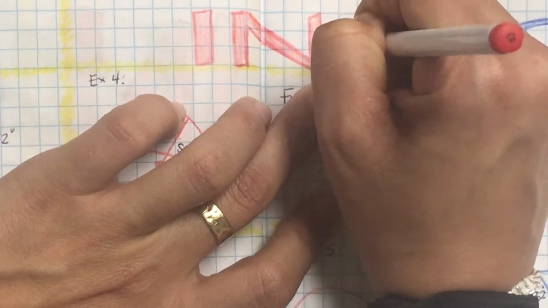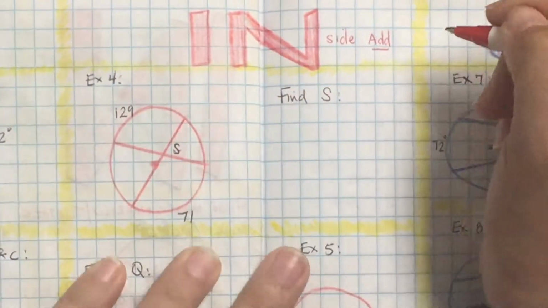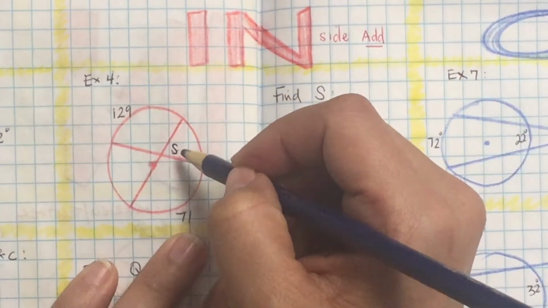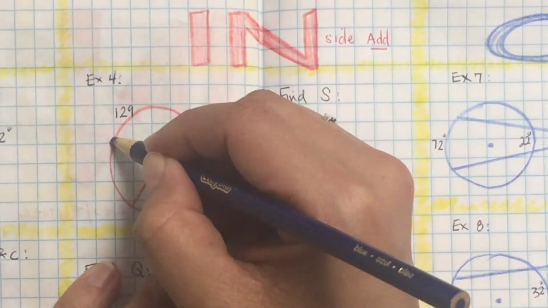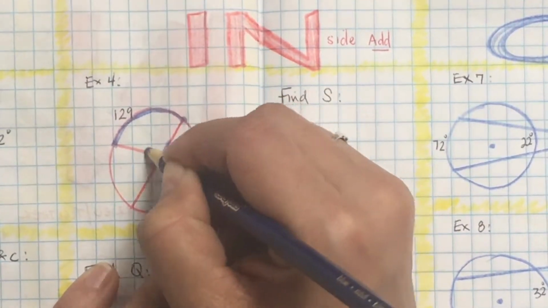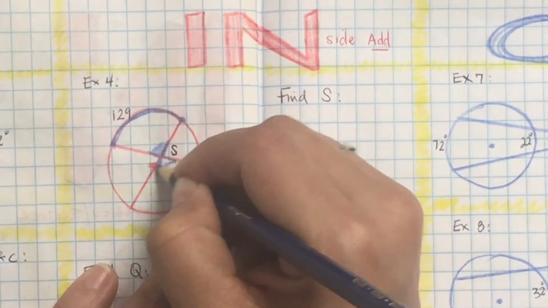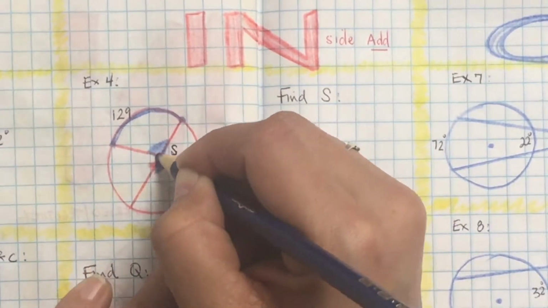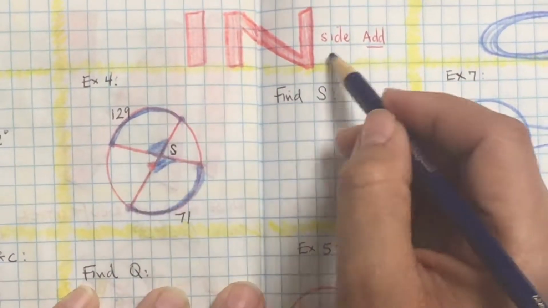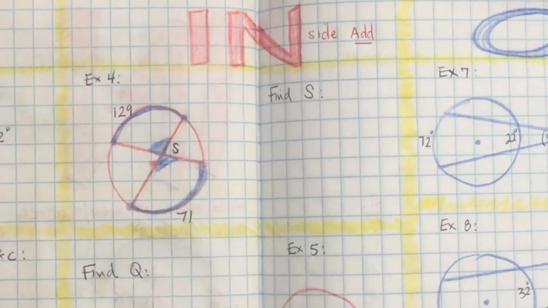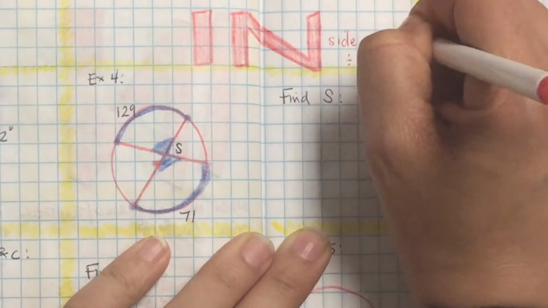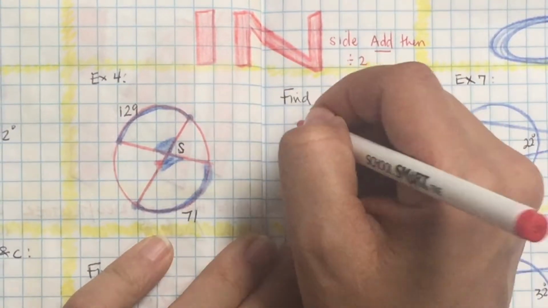Remember, when you're inside, you add the arcs. So find the two arc measures that go with that V, and so go vertical, that goes with that V, and then go to the ends and find the circle. And then what are we going to do to the arc measures? We're going to add them together and divide by 2 to give me the inscribed angle. So 129 plus 71 divided by 2.